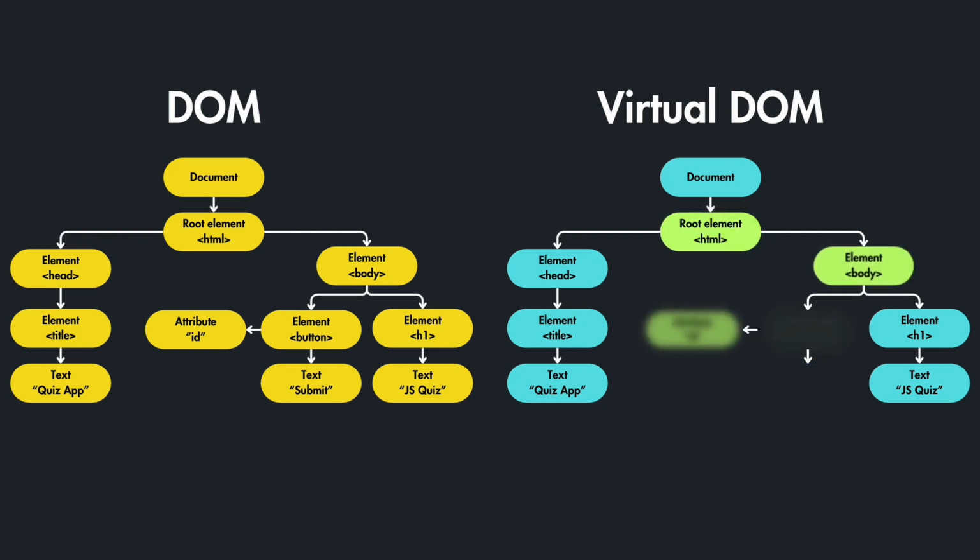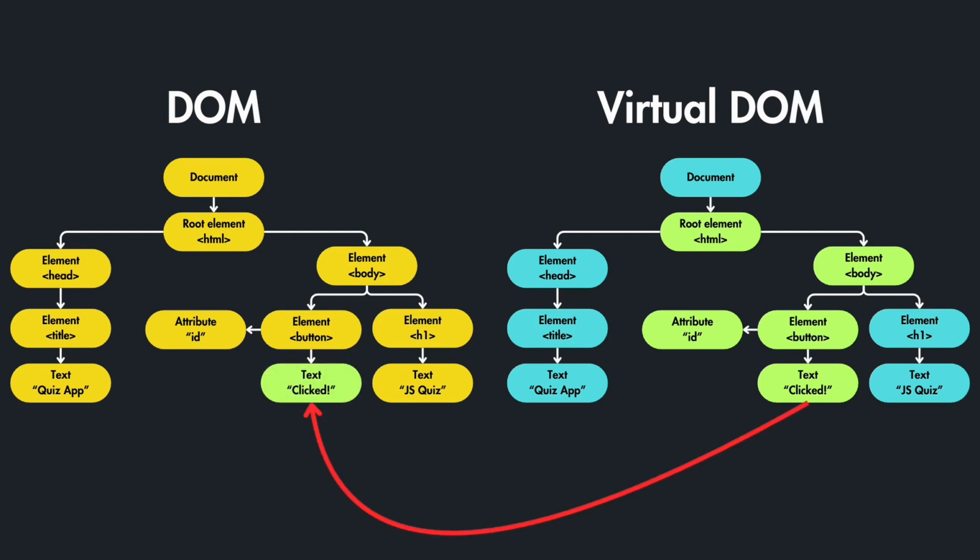For example, for the same situation where you have to update the button, React first updates it in the virtual DOM and then it compares the virtual DOM with the real DOM, and it only updates the necessary elements without touching the others. So this is why React is so fast and efficient.